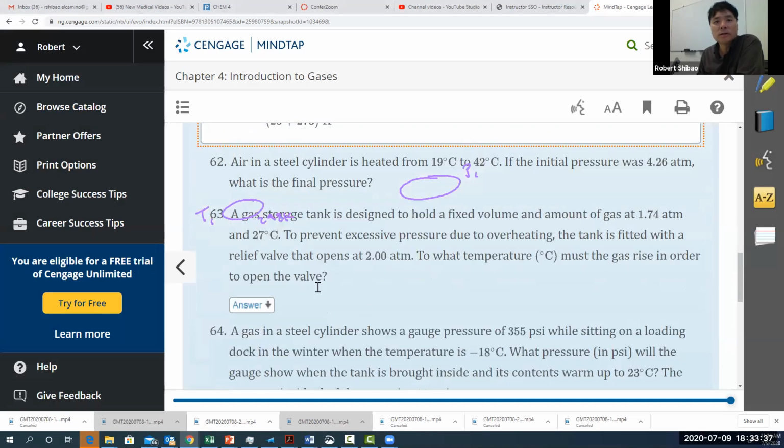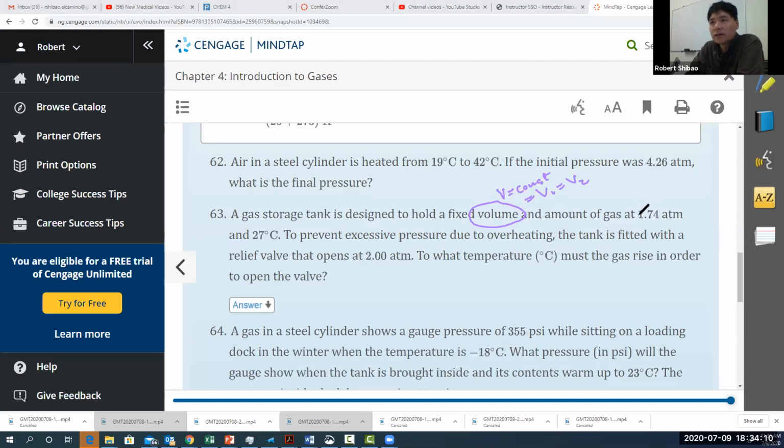Let's take a look at number 63 next. A gas storage tank is designed to hold a fixed volume. Okay, so volume doesn't change. If they don't specify it, then we just assume it's constant. So V equals constant. What that means is V1 is equal to V2, which is equal to V. And we don't need the number here because this is going to cancel out in the combined gas law.